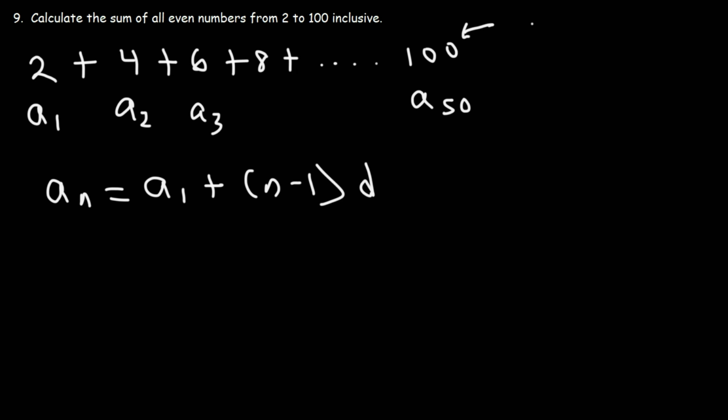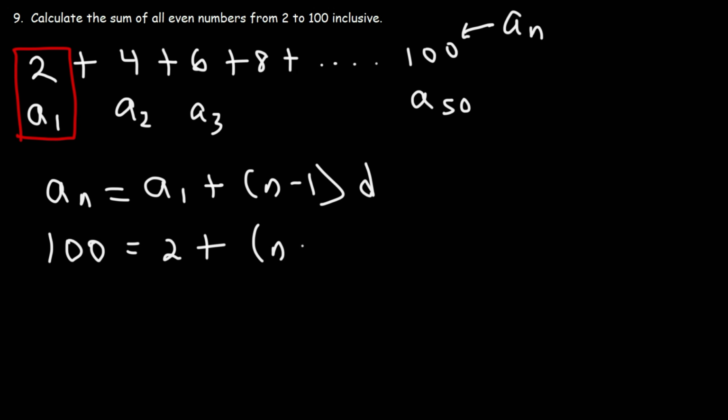So a sub n is 100. Let's replace that with 100. A sub 1 is 2. The common difference, we can see 4 minus 2 is 2, 6 minus 4 is 2, so the common difference is 2 in this example. And our goal is to solve for n. So let's begin by subtracting both sides by 2.